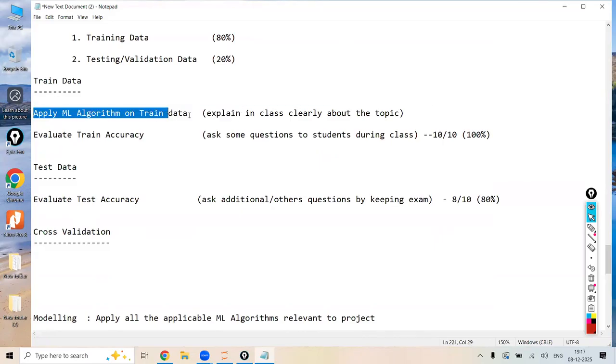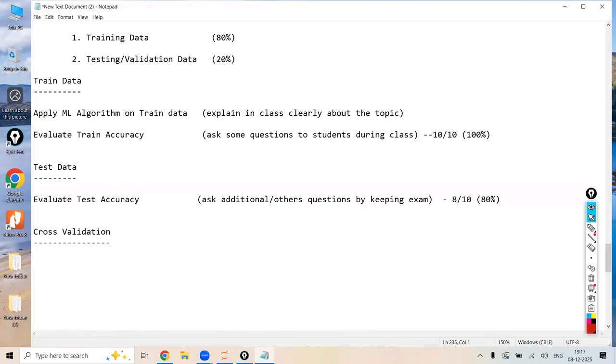Applying the model on the trained data is called modeling. Calculating the train accuracy, calculating the test accuracy, calculating the cross validation score. Evaluate. In the cross validation, what are we going to do? Evaluate the cross validation score.